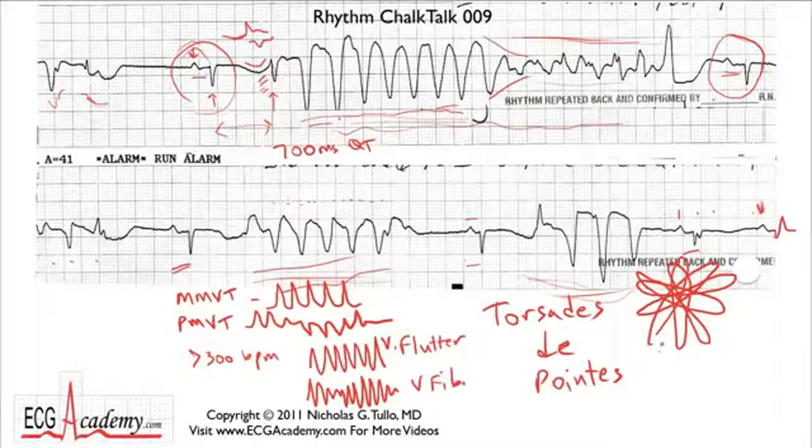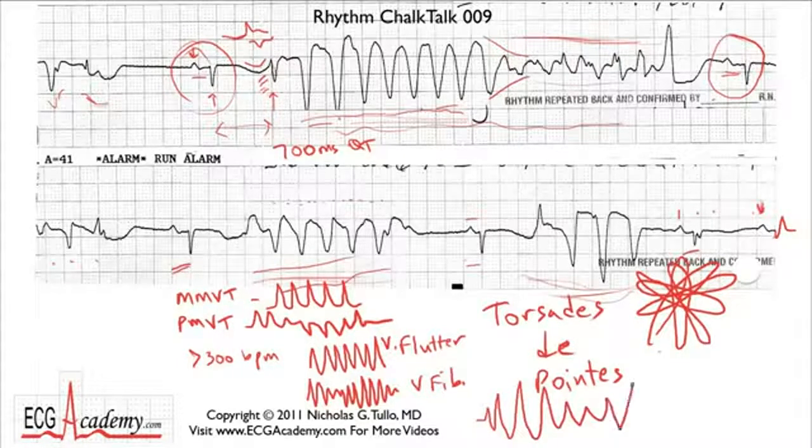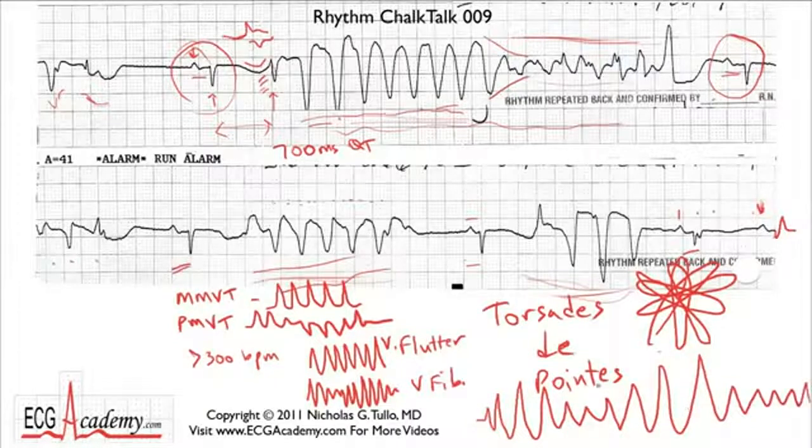It's kind of a cool name. But when you look in the textbooks, you'll usually see a polymorphic VTAC that gets smaller, and then it gets bigger, and then it gets smaller, and it looks very classic. In all the books, it looks the same, and that's kind of not what this looks like. But it is. It's torsade, trust me.